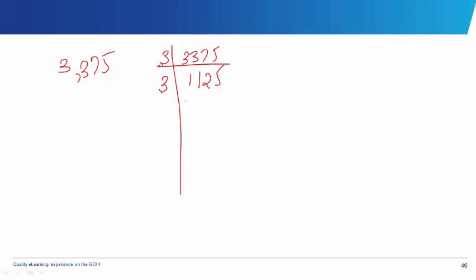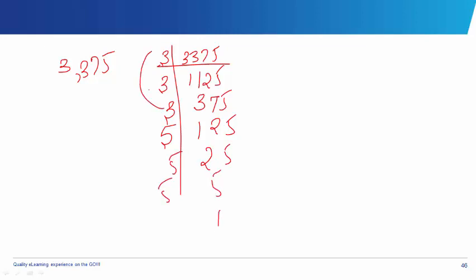3 can divide again. We'll have 375. Can 3 divide? Yes, 3 can divide. We'll have 125. Can 3 divide? No. So let's use 5. 5 into this will give you 25. 5 again, 5. 5 again, 1.